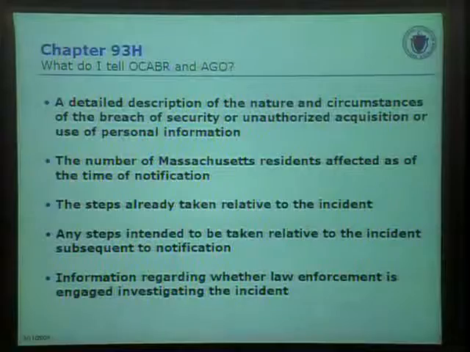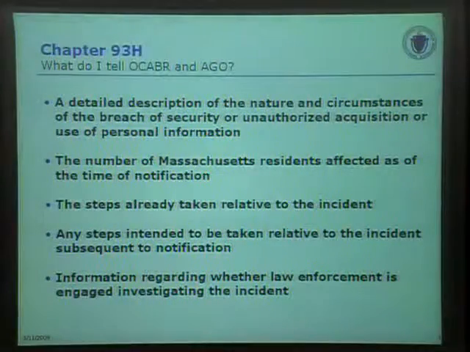What do you need to tell the Office of Consumer Affairs and the Attorney General's Office? Basically, a detailed description of what happened and how the access was unauthorized, how it actually went down. The number of residents that were affected, steps taken to remediate the incident, any steps taken before the notification goes out, and information on whether law enforcement is engaged or investigating the incident. This is basically to allow, if the FBI, Secret Service or Mass State Police is doing an investigation into the incident, us to work with them and hopefully delay any notification so it doesn't blow any investigation that's currently going on.